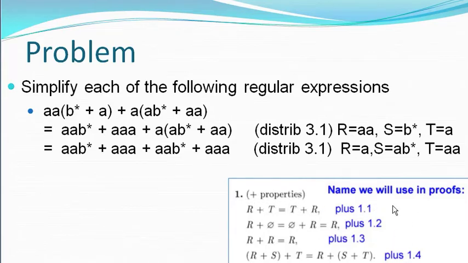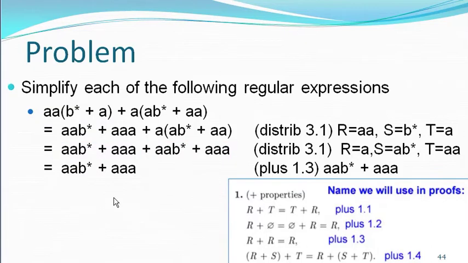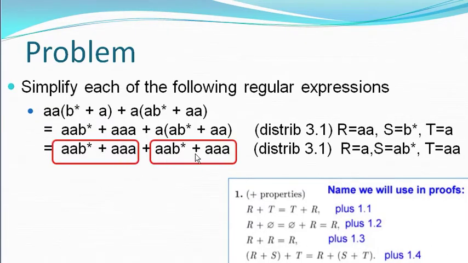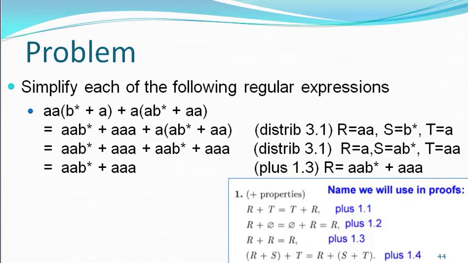Plus properties in here, right? One of the things you might notice is that you're actually adding two of the same things together. If you notice that, then you can just use plus 1.3 here. If I'm adding two of the same things together, by plus 1.3 I just get that thing once. So I have AAB star plus AAA, and this should say R equals, AAB star plus AAA. There you go, fixed due to the magic of computers. So R equals AAB star plus AAA.